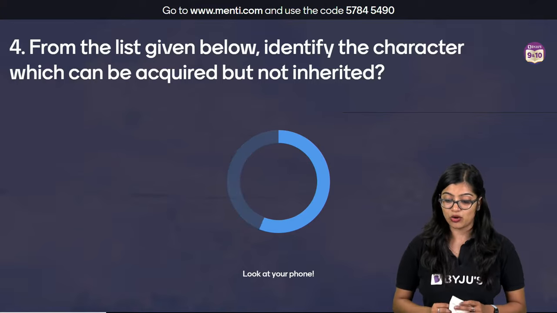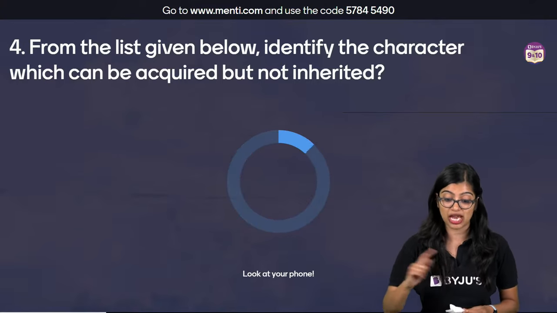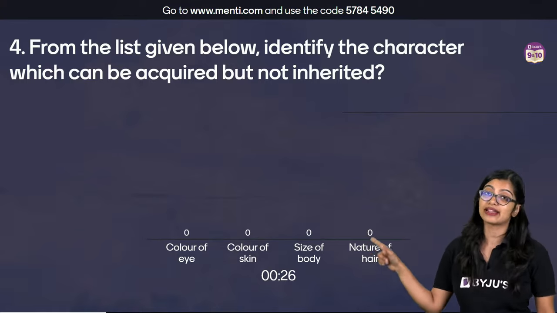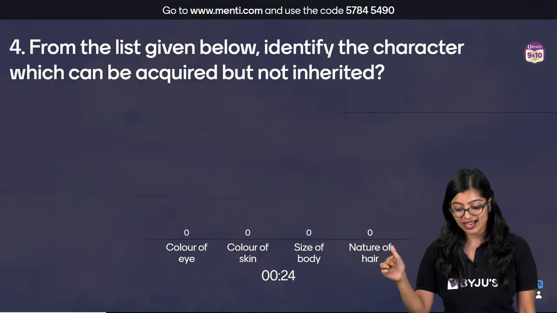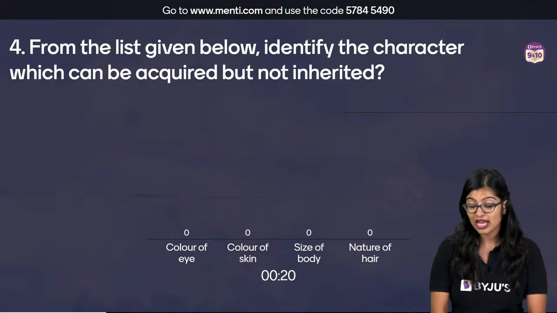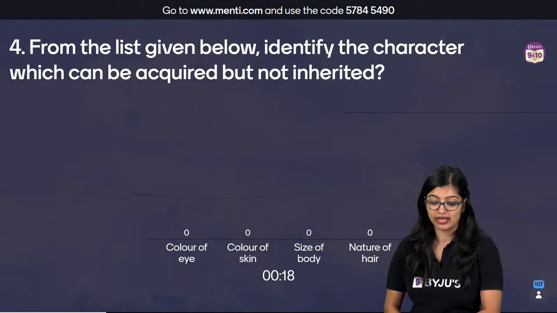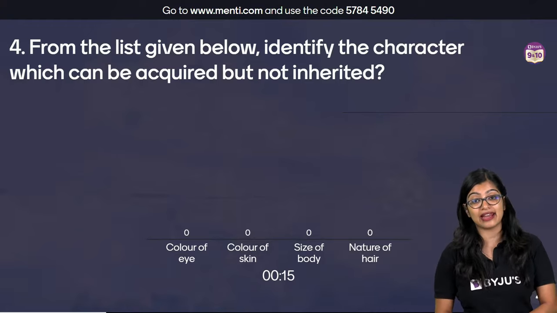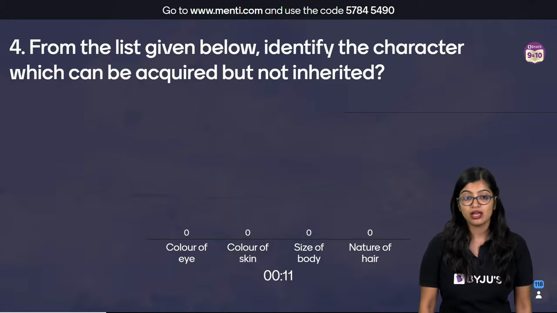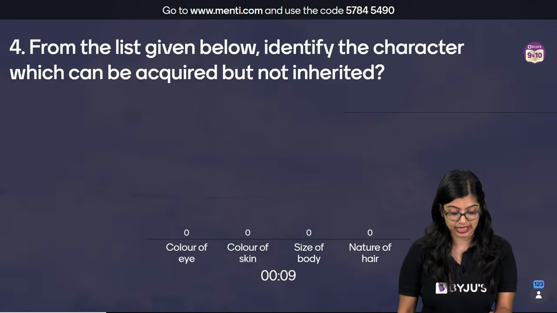From the list given below, identify the character which can be acquired but not inherited. So identify the acquired character. Eye color, skin color, size of body, nature of hair. Very easy question. Which cannot be inherited but can be acquired? Very easy question. I need all of you to give me the answer to this.